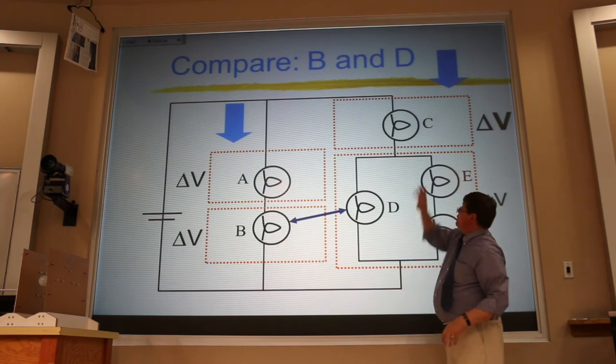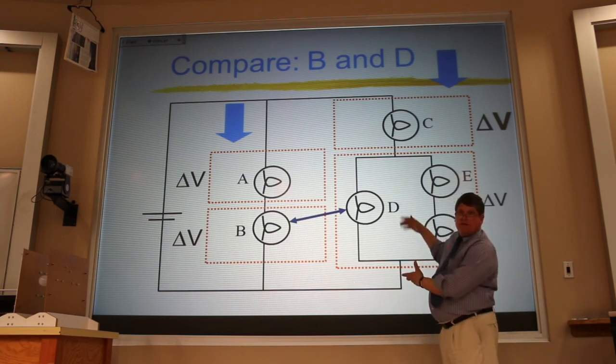Get smaller voltage. I need more volts to get through the hard one, less to get through the easy one.